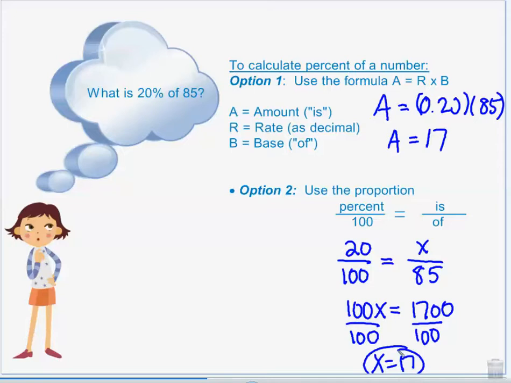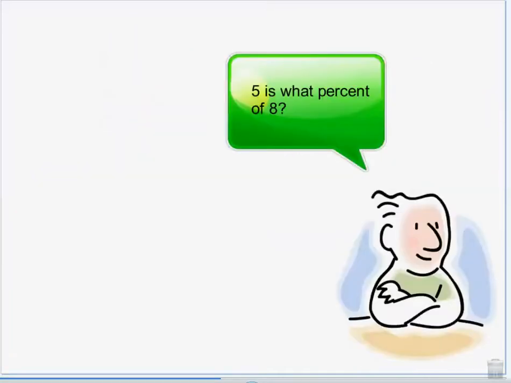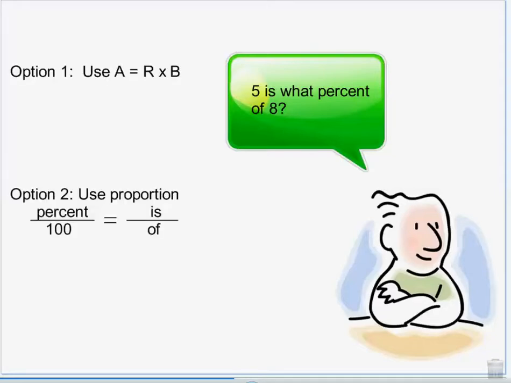Notice we got the same answer regardless of which method we chose. You can decide which formula works best for you. Now let's look at another example of another type of problem where we might need to work with percents. In this case, I want to find out 5 is what percent of 8, so I need to determine the percentage. Again, I can use either option 1 or option 2 that we looked at on the previous screen. So let's go ahead and try both methods so that again we can decide which one we like better.